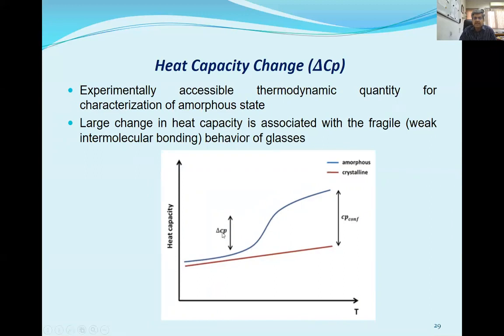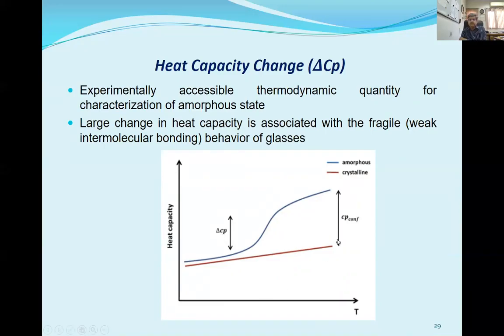And this is the delta Cp or the heat capacity change that occurs at the Tg. So this change is going to be higher for the fragile glasses, whereas this change is going to be lower. So you may only see this much change in delta Cp for the strong glasses. So that is the difference between these two behaviors with respect to a fragile glass and a strong glass.